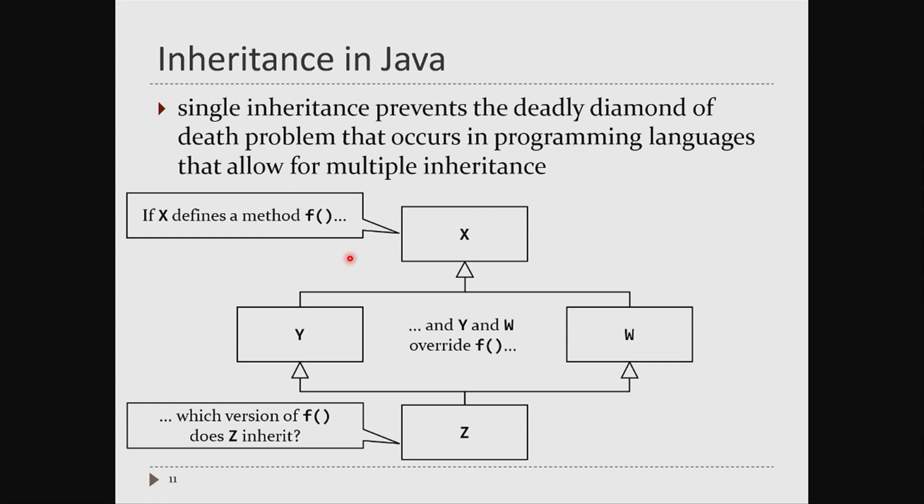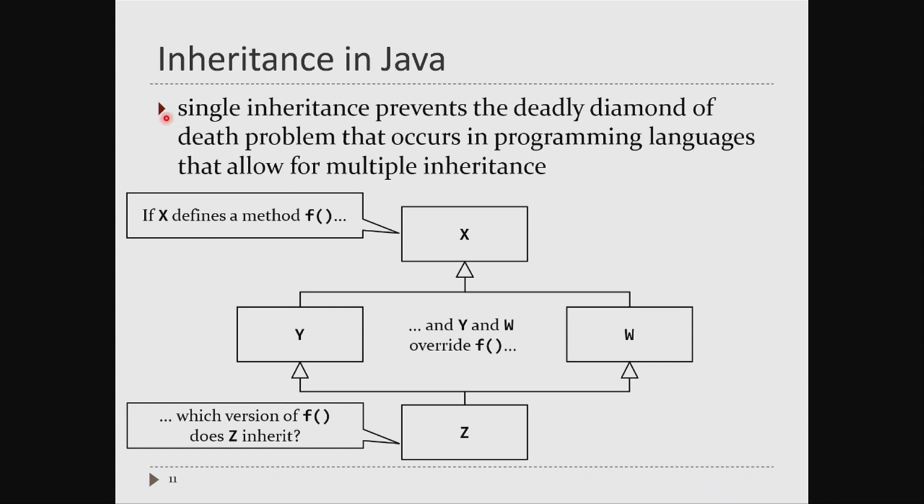Other languages provide what's called multiple inheritance. So here, z is descended from y and w and x. In other words, z has two direct superclasses. So you can do this in a language like C++, for example. This is called multiple inheritance.